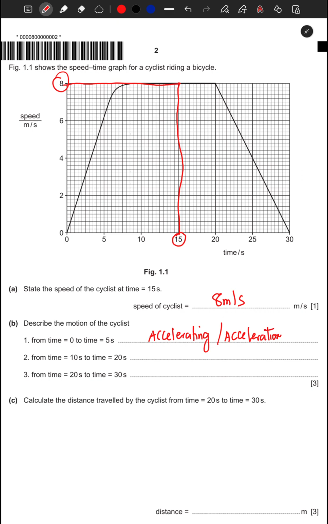Next is from time 10 all the way to 20. Between that part there and there, what is happening here? You can see that the line is straight and it's constant, so that is a constant speed. So we can write steady or constant speed.